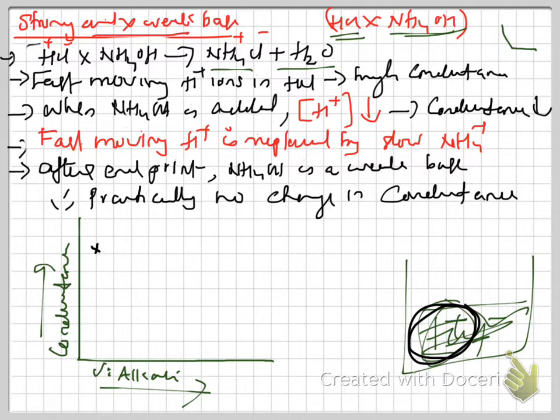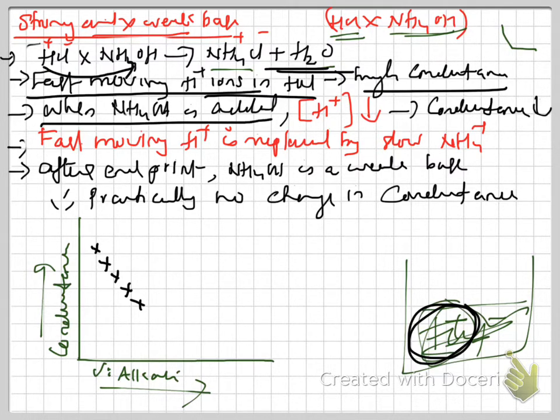When NH4OH is added, H+ ions are removed as water. Then due to the replacement or decrease in concentration of H+ ions, conductance slowly decreases. Here fast moving H+ ions are present in HCl, and they are highly conducting. When NH4OH is added, H+ ion concentration decreases, then conductance decreases.